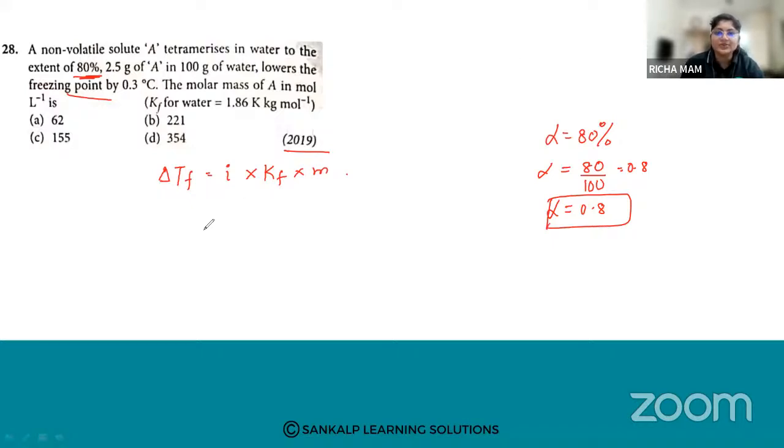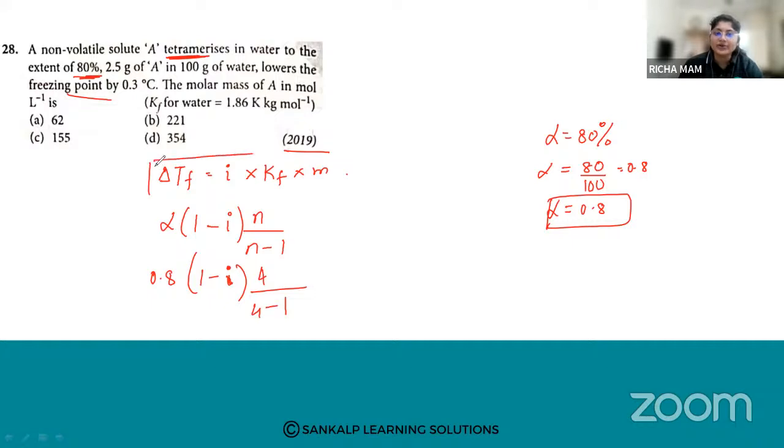Now we are going to use which particular formula? That is alpha is equal to (1 minus I) by (n by n minus 1). This is the formula which we are going to use. Here alpha is 0.8, then 1 minus I. And what is n? N is 4 because it is tetramerizing. Tetramerizing means tetra, so n is equal to 4. So 4 by 4 minus 1. Now we need to find the I value, so let us use it now.